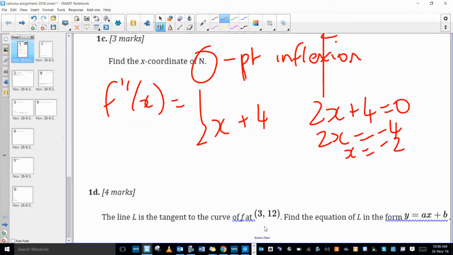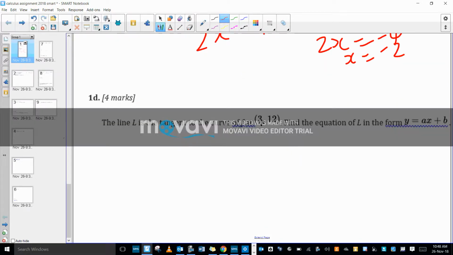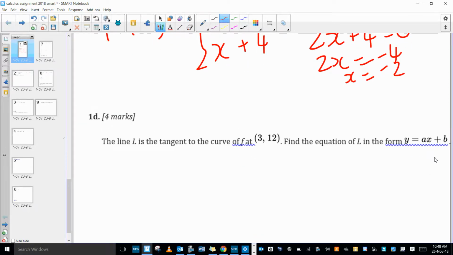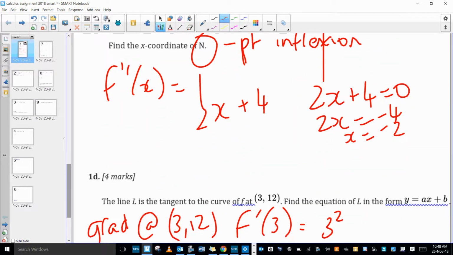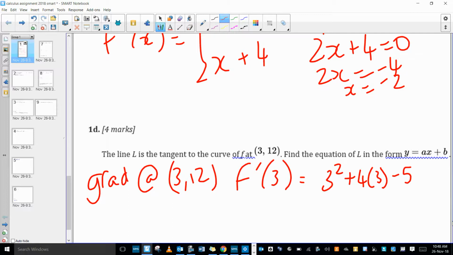Line L is a tangent at this point. So we know if we're talking about equations of lines, m indicates the gradient. We know the derivative tells us about the gradient. So we need to know the derivative or the gradient at the point (3, 12), which means you're going to be substituting 3 into the derivative, which was 3 squared plus 4 lots of 3 minus 5. So it's 9 plus 12 subtract 5, which is 16.